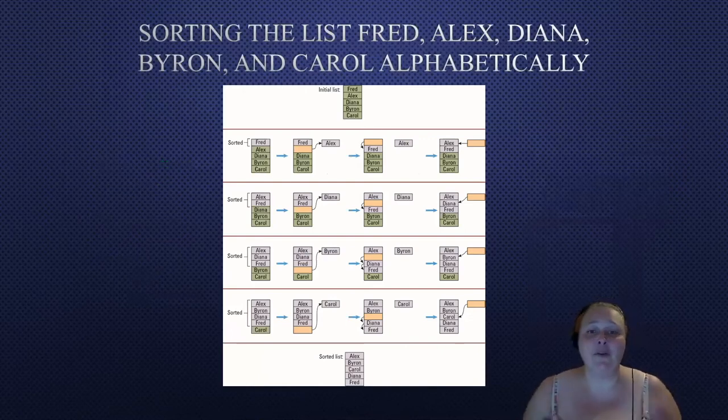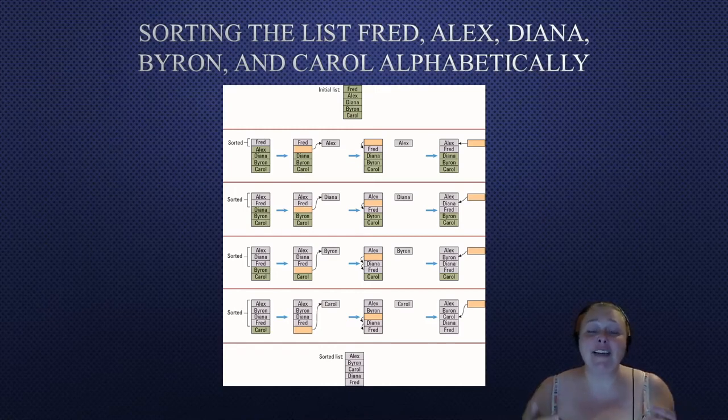In this example, we've got sorting the list Fred, Alex, that one, Diana, Byron, and Carol alphabetically. So our initial list just has a gobbledygook of all of these names. They're not in alphabetical order. There's nothing like that. So the first thing it's going to do is look at the very first record, Fred. It's going to say Fred is now sorted. That's what's happening on this first line.